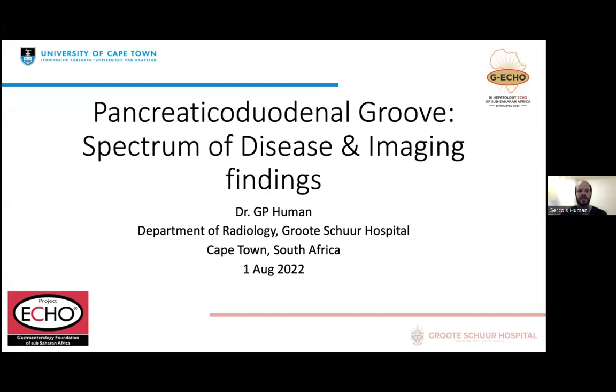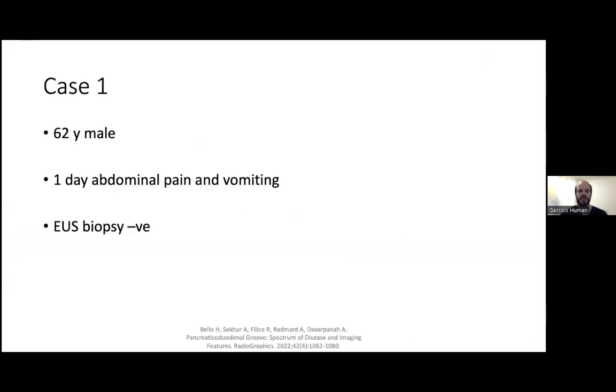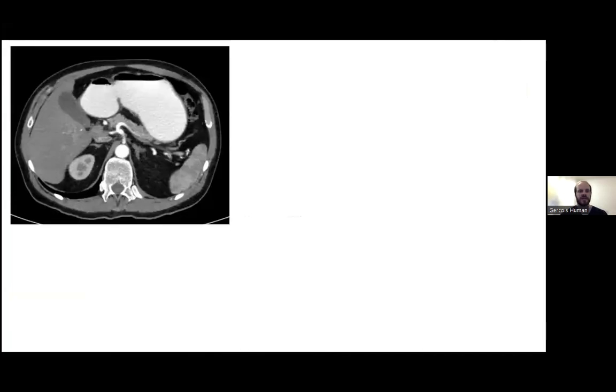I'll start with a case that we had recently. It was a 62-year-old male who presented with a day of abdominal pain and vomiting. On EUS, it was negative for biopsy. So I'll just scroll through the angiogram imaging on the CT.